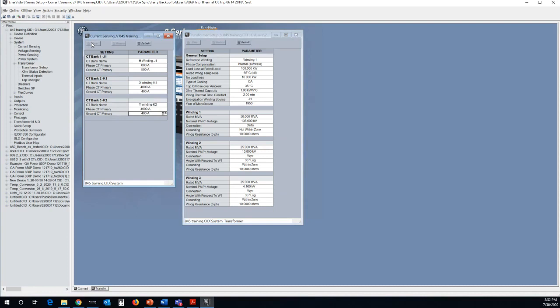Okay. So now what I've done is I have set my CTs, I've set my windings on my transformer, and those settings allow the relay to do phase compensation, zero sequence removal, and magnitude compensation. Now the only thing left for me to do is to set my transformer differential. So let's do that.